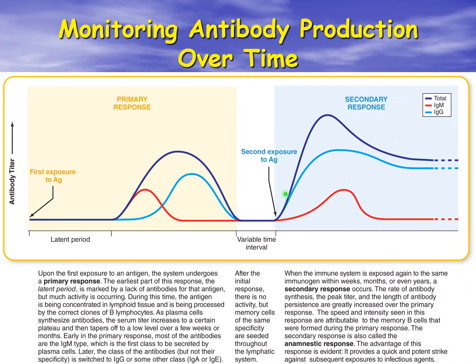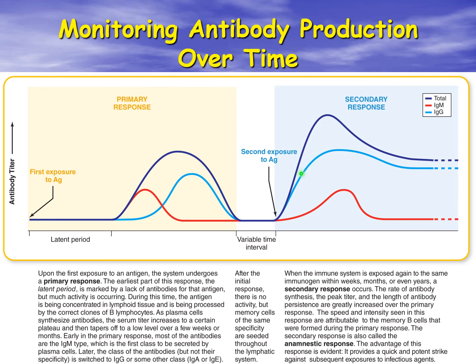Then, when we are exposed subsequently to that antigen a second time, we only have a latent period of basically 1 to 2 days. That's because we're going to see a rapid rise in both IgM and IgG because of the production of memory cells in the primary response.